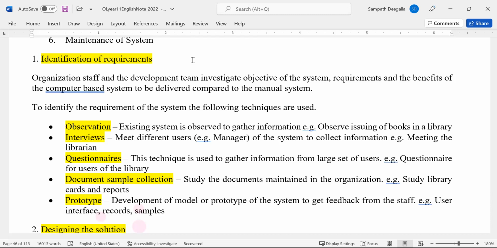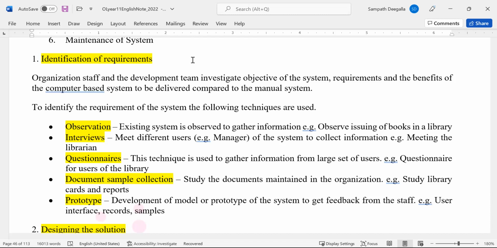Let's say you want to gather from a large audience, like all the students in the school, all the users in the library. Now, to do this is not possible with interviews. It takes time. So usually we use questionnaires. Nowadays, the technology has advanced. We can use Google Forms, for example, right?